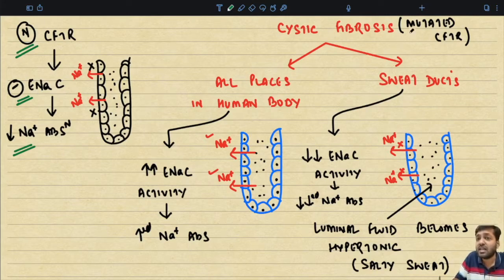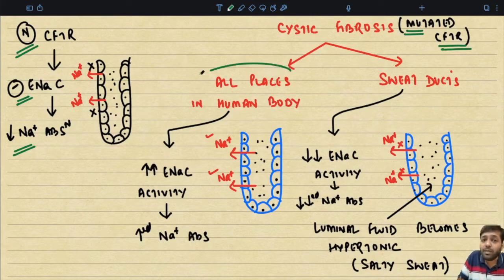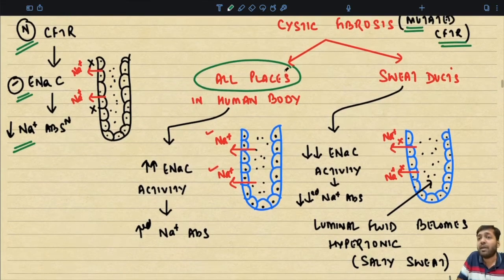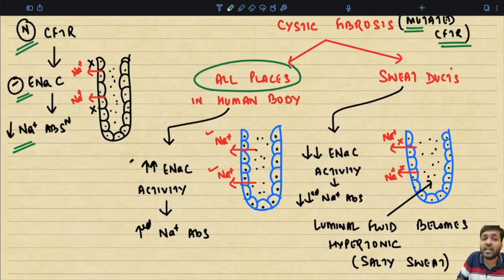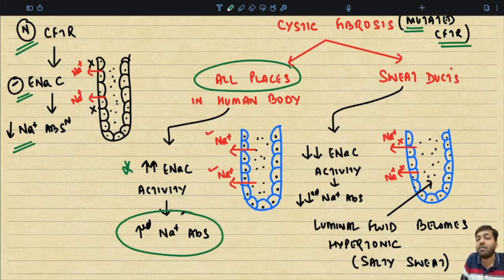But in cystic fibrosis, where there is a mutated CFTR, at all places of the human body, including the gastrointestinal tract and the respiratory tract, what is going to happen? Because the CFTR is not functioning, there will be an excessive amount of epithelial sodium channel activity, and as a result there will be increased sodium absorption. So epithelial sodium channel activity will increase at all places of the body.